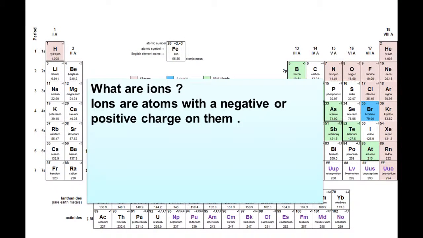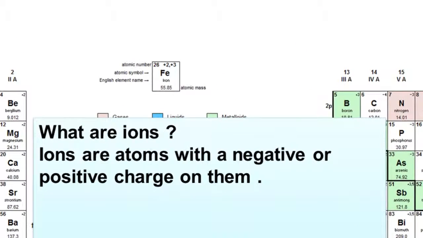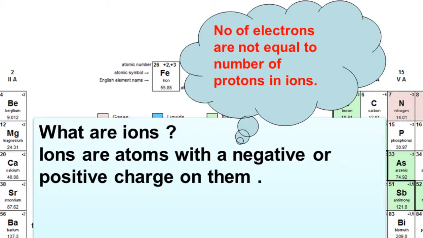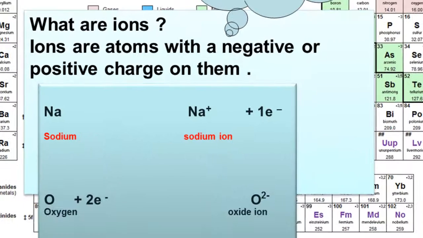So what are ions? Ions are atoms with a negative or a positive charge on them. It means the number of electrons is not equal to the number of protons in ions. That's the reason they have an extra negative or positive charge on them.